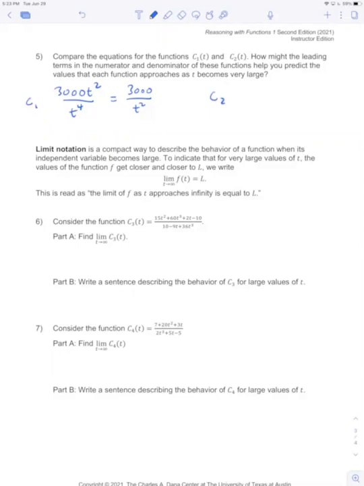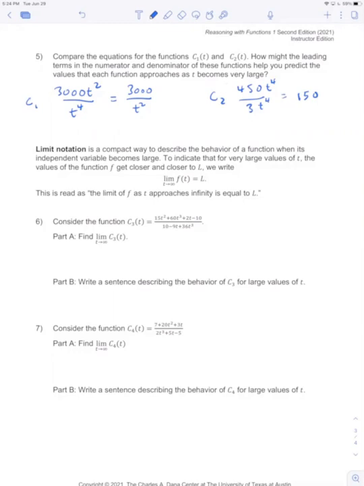In C2, the ratio of leading terms is 450 t to the 4th over 3 t to the 4th, which we could write as 150. Which suggests that the function values will approach 150 after a long time. Limit notation is a compact way to describe the behavior of a function when its independent variable becomes large, to indicate that for very large values of t, the values of the function f get closer and closer to L. We write this notation: the limit of f of t as t approaches infinity is equal to capital L. This is read as the limit of f as t approaches infinity is equal to L.